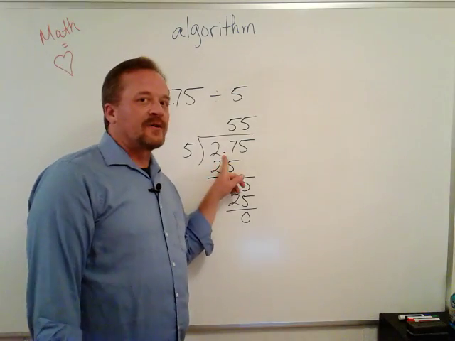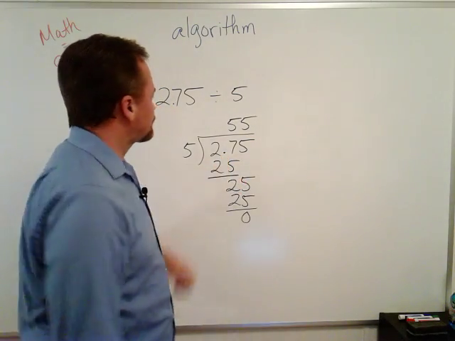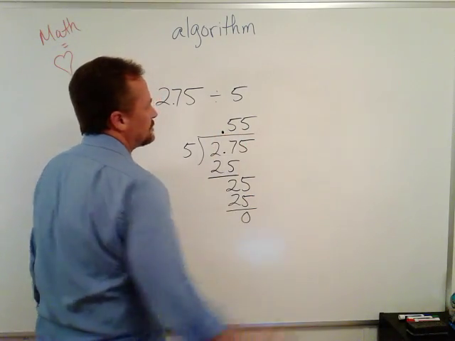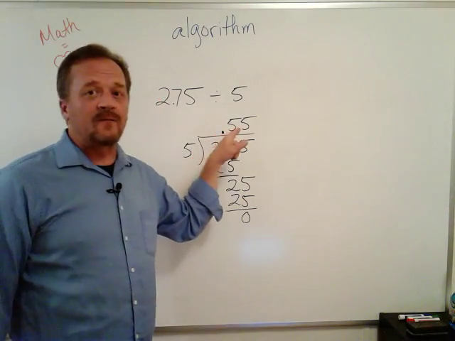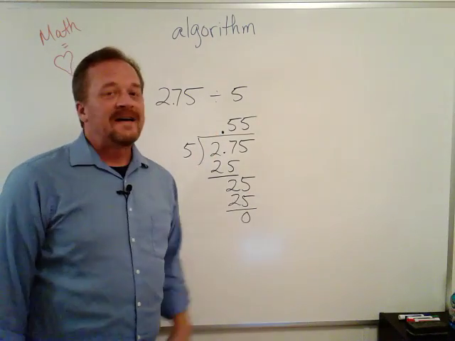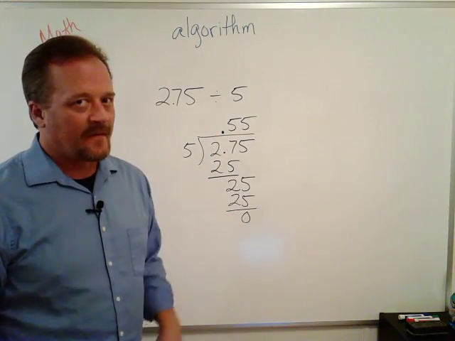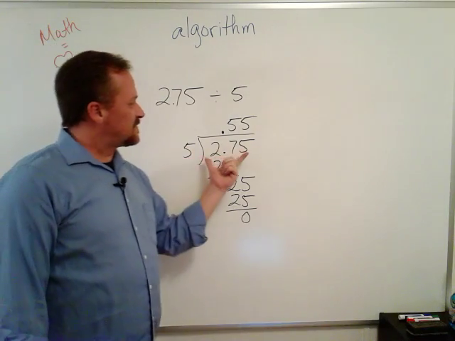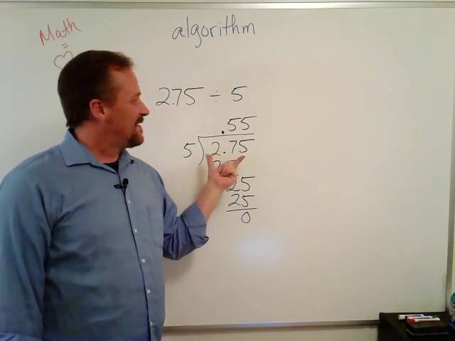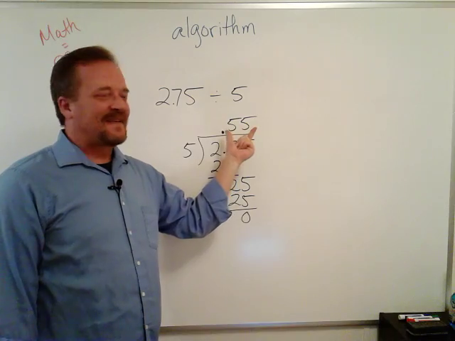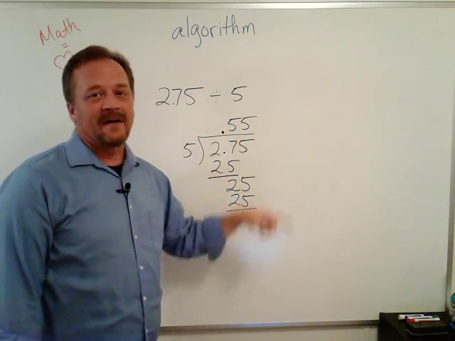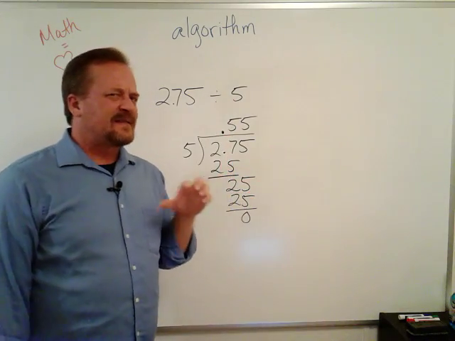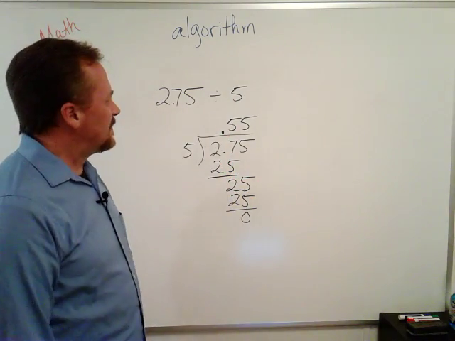But there's still a decimal here, okay? Which goes straight up. So this isn't 55 anymore. This is 0.55. This is 55 hundredths, all right? That means that 5 goes into 2.75 less than one time. In fact, it goes in there 0.55 times, okay? Conceptually, that's a little difficult to grasp.